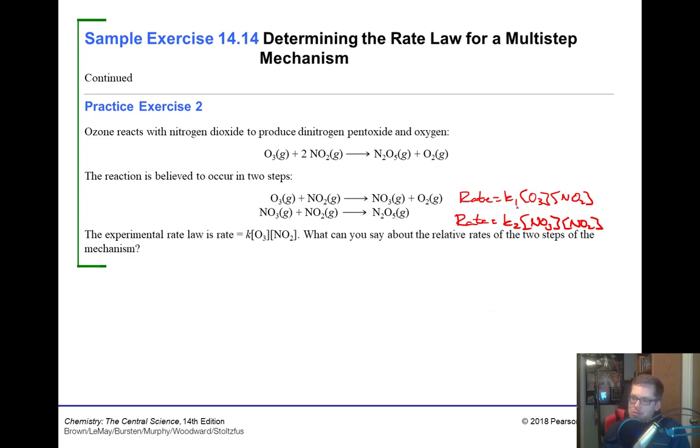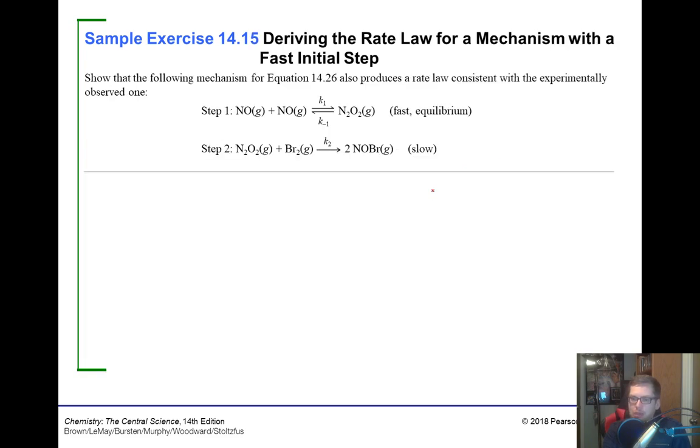All right, with this one, notice that our rate law right here is already equal to the rate law for the elementary step. So that means the first step has to be the slow step, because it matches the rate law, and the rate law has to be based off the slow step. All right, now this is where the rubber meets the road.